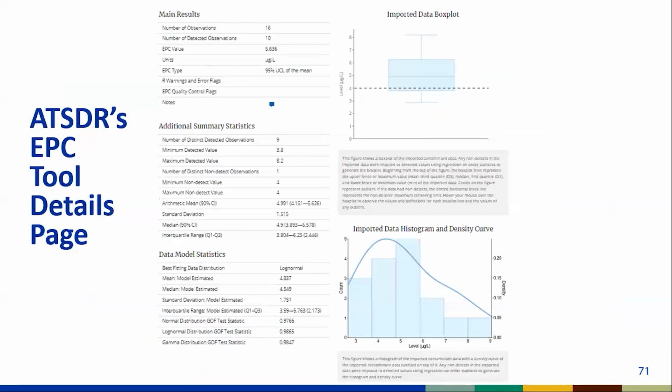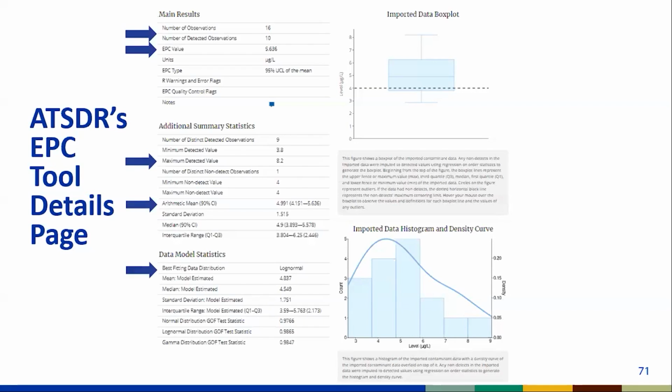This slide presents a screenshot of the Details page. The main results section presents the same information as the Results Summary tab. Additional statistics and plots are presented below. The summary shows that there are 16 observations in the dataset, 10 of which are detected results. The 95 UCL is 5.6 micrograms per liter. The maximum detected concentration is 8.2 micrograms per liter, and the mean is 5.0 micrograms per liter.